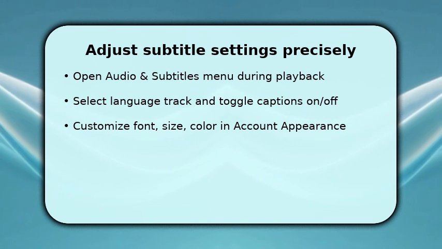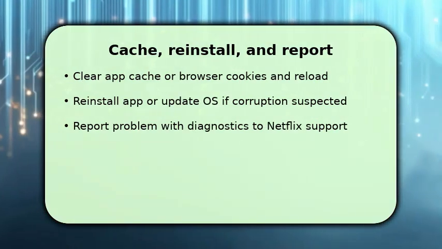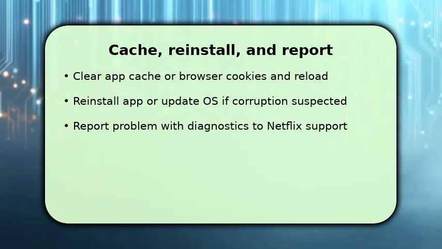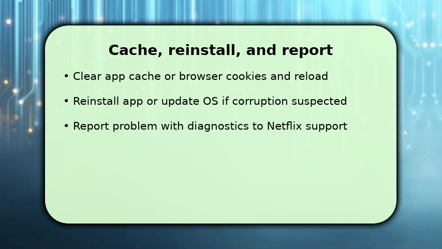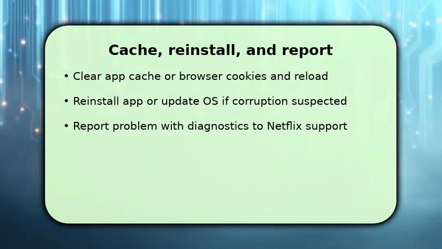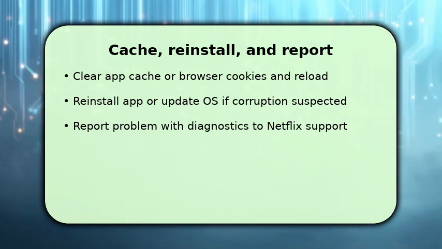Finish by eliminating corruption and escalating when needed. Clear the app cache or browser cookies and reload Netflix. Cached bad data often blocks subtitle tracks. If that fails, uninstall and reinstall the app or apply pending OS updates because file corruption can break subtitle rendering.